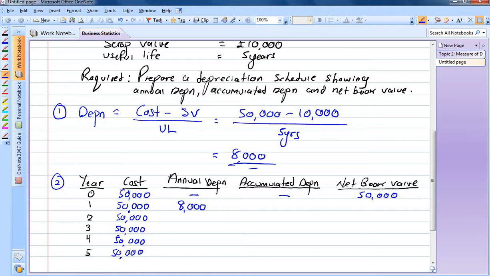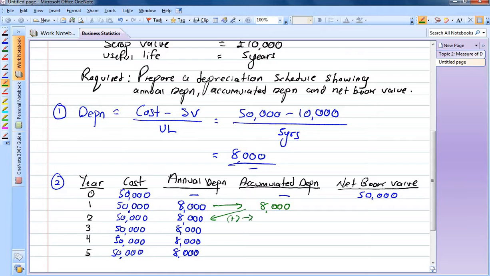Now this is the best part. Why I told you the straight line method is easy, because every year the depreciation will be the same. It won't be different. Every year the depreciation will be the same. And then next, what do you guys do? Year 1 is still the same 8,000.